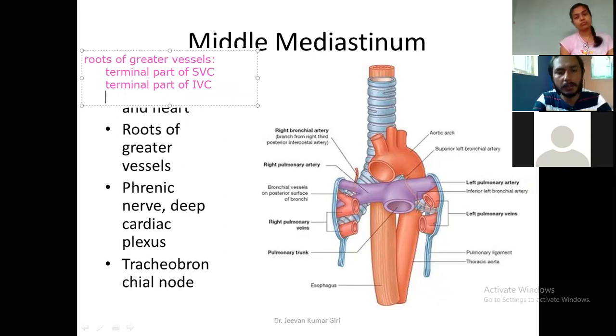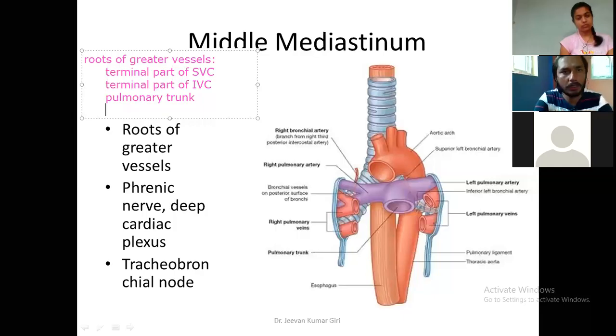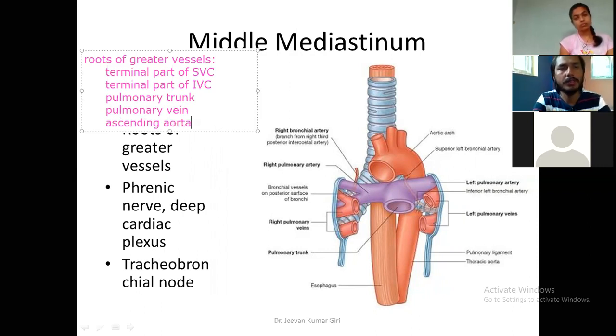Similarly, you will see the pulmonary trunk, the beginning of the pulmonary trunk. Okay. Similarly, you will see the pulmonary vein. Similarly, you will see the ascending aorta. See, this is the arc of aorta.